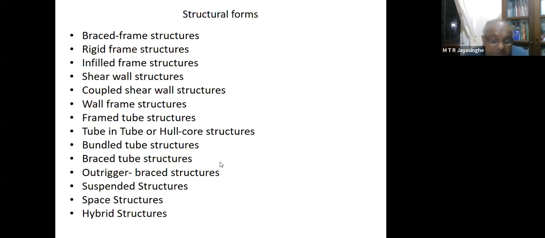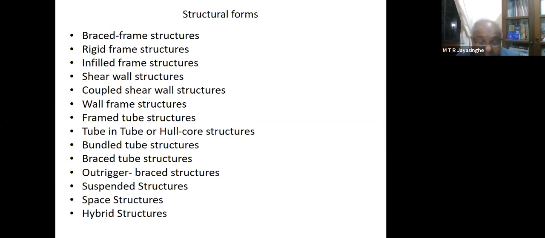In addition to the tube, you get bracings, outrigger braced structures. That is, you combine the outer skin and the inner columns by using large internal beams. And then you make it even stronger by running a deep beam on the outer periphery of the structure. Then you call it outrigger braced structures.